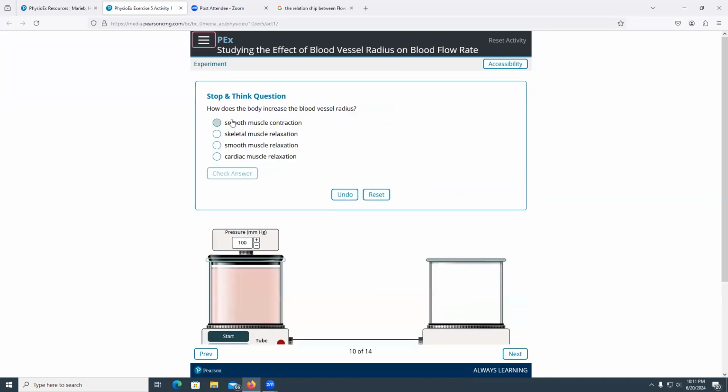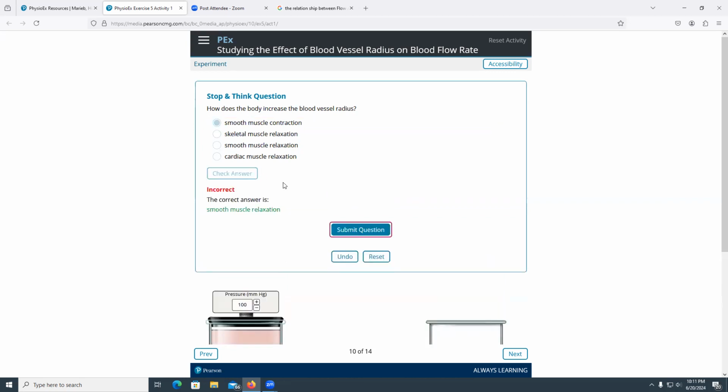How does the body increase the blood vessel radius? Smooth muscle contraction, definitely, by contracting the smooth muscle in the tunica media. Oh yeah, I'm sorry, by vasodilation. So if we constrict it, we drop R to the power of 4. It's actually smooth muscle relaxation.